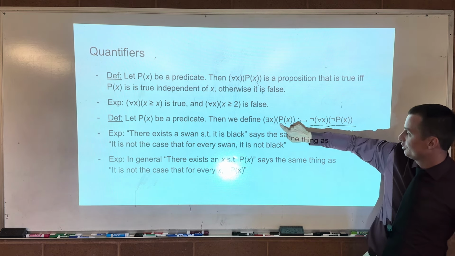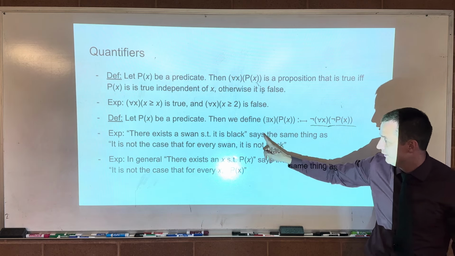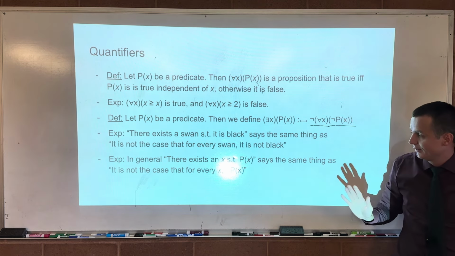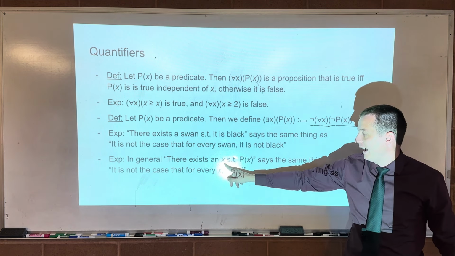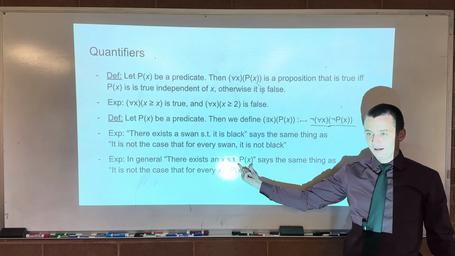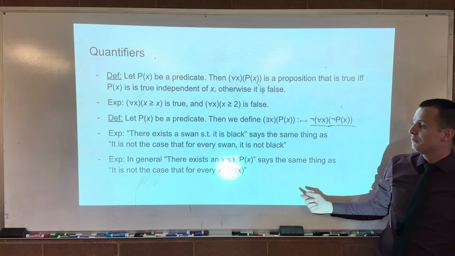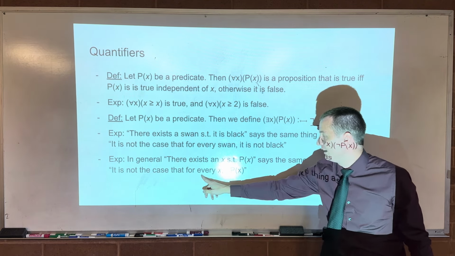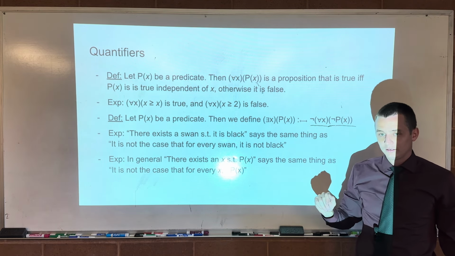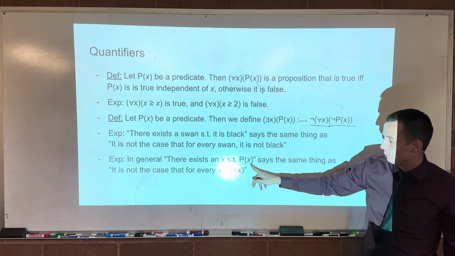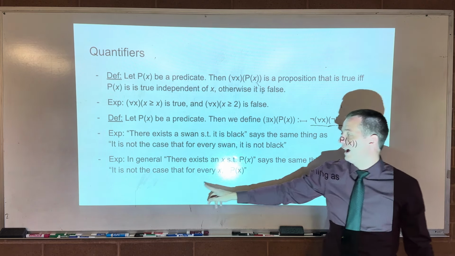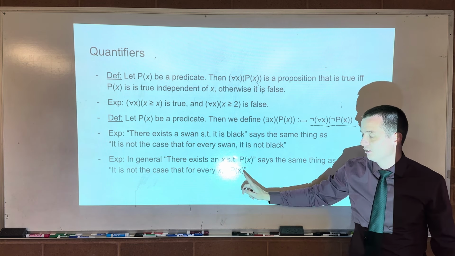Well, the point is to just see that these two say the exact same thing. That's the point. In general, there exists an x such that some predicate P of x says the same thing as it is not the case that for every x, not P of x. These say the same thing.